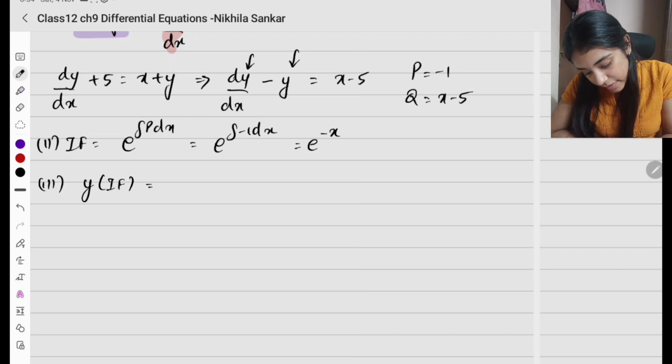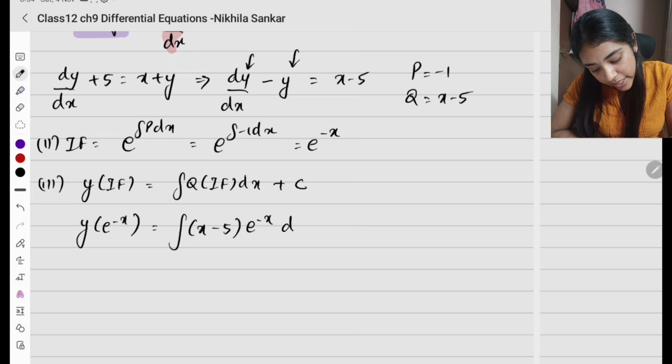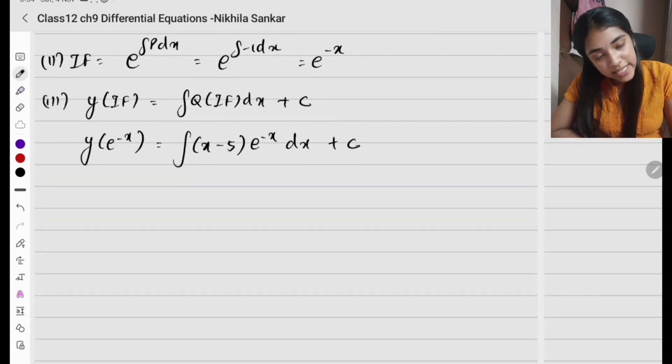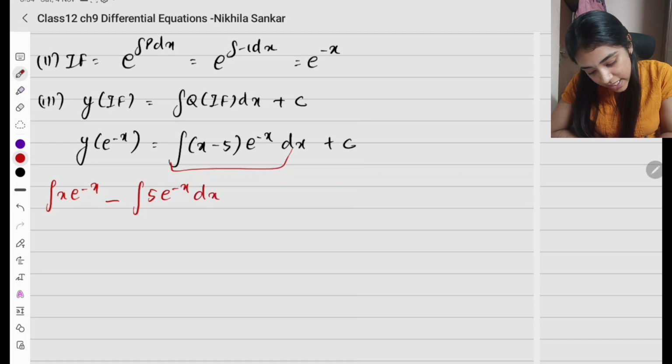y times integration factor equals integral q times integration factor times dx plus c. So y into e to the minus x equals, what is q? x minus 5, put a bracket, times integration factor e to the minus x dx plus c. Now I am going to split this. This is the integral that we need to solve. So I have x e to the minus x minus integral 5 e to the minus x dx.